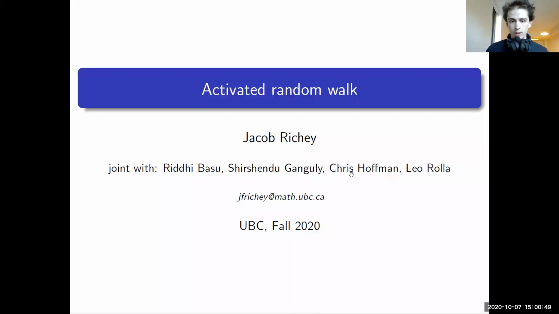So I'm going to tell you about this model that I've been thinking about for 3 or 4 years now, activated random walk. And everything I'm going to talk about today is joint with Riddhi Basu and Srishendu Ganguly, my PhD advisor Chris Hoffman, and Leonardo Rolla. So let's get into it.